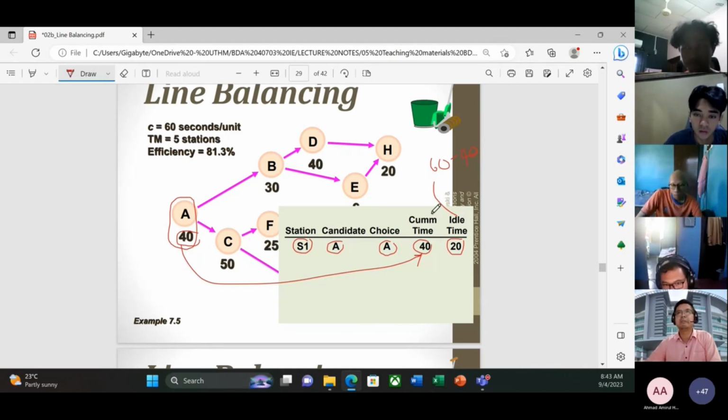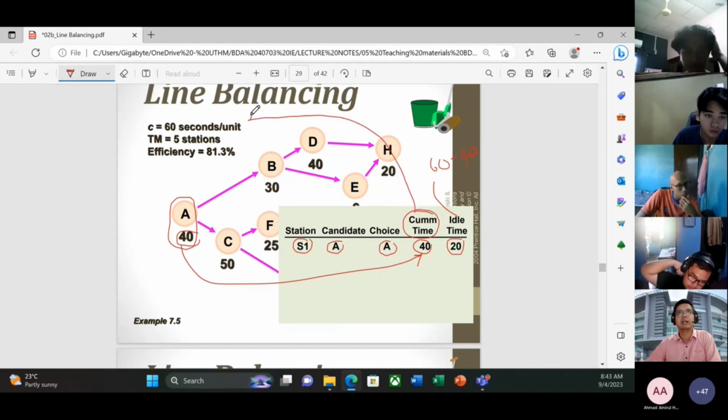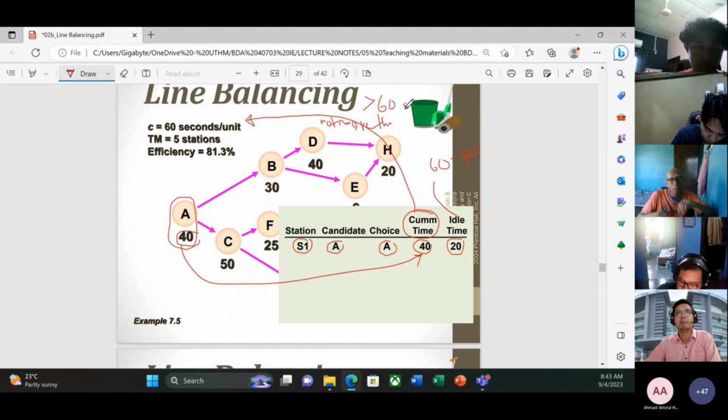Please remember, please indicate that cumulative time, based on our rule. Please draw green here: the cumulative time is not more than our cycle time, or not more than 60 seconds. So this is how we get this number as a guideline.